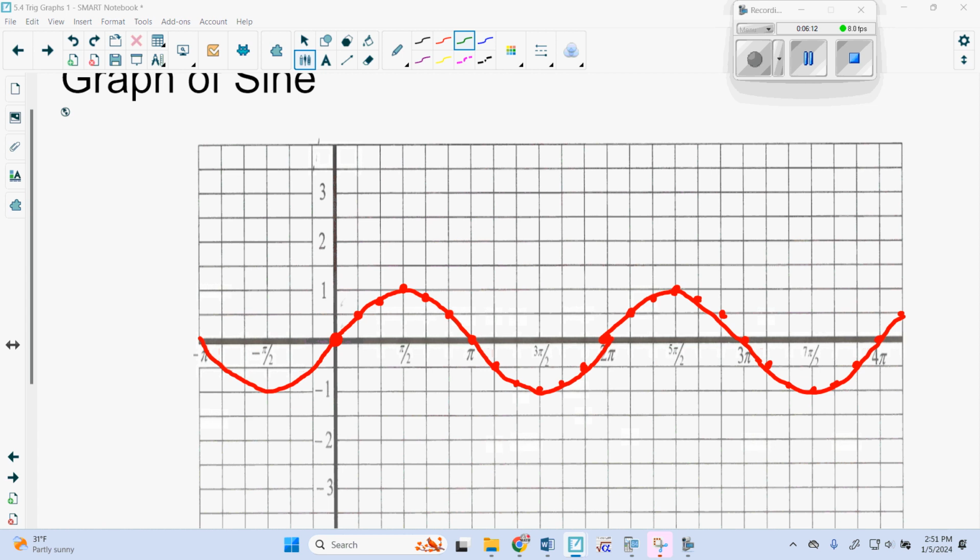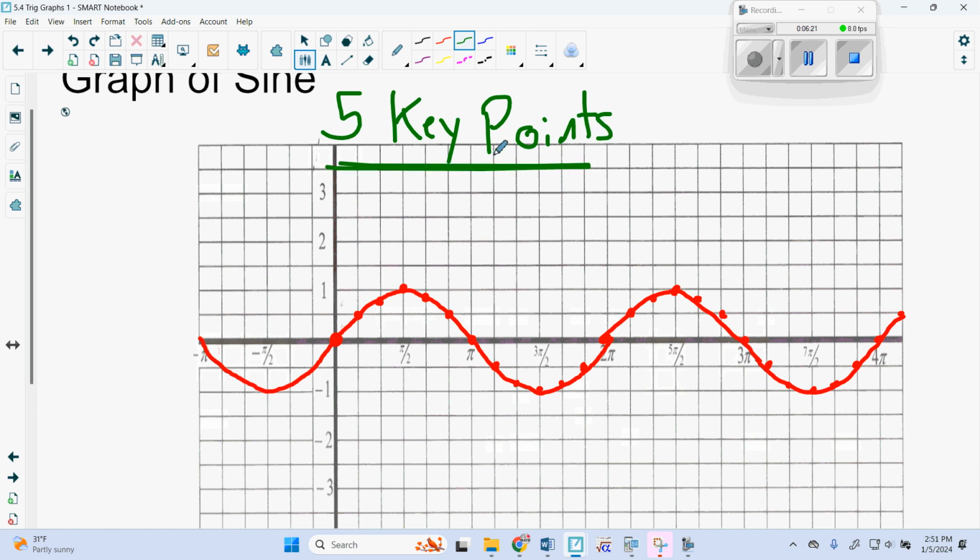we're going to use something that I call the 5 key points. These are the points that we use to help us graph sine correctly. And our 5 key points are: where does sine start? 0. Where does sine end? Now, when we talk about sine ending, we're talking about one wave. Okay? When you look at sine, sine has one wave. After that, it just starts over.